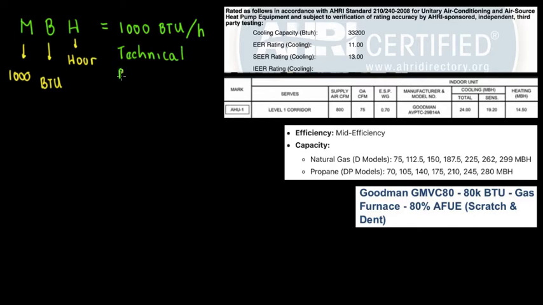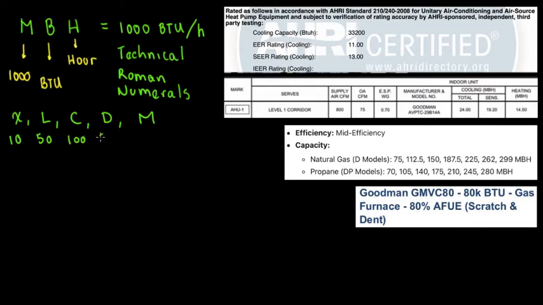in Roman numerals. Technical Roman numerals. To go a little bit deeper, in Roman numerals, as you can remember, we have an X, which is 10. We have L, we have C, we have D. And one of them is M. So X means 10, L represents 50, C is 100, D is 500, and M is actually 1000.